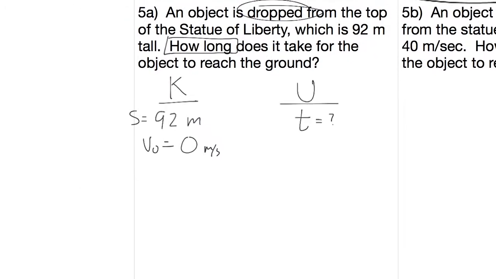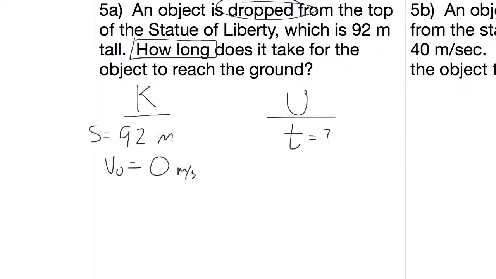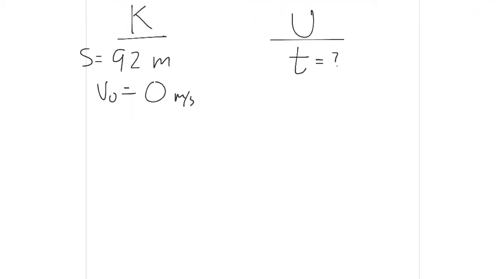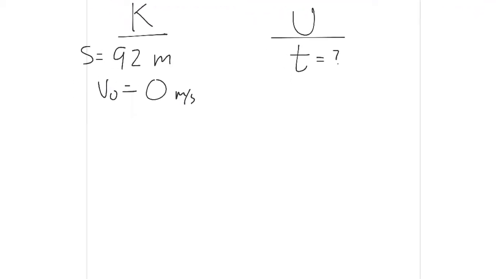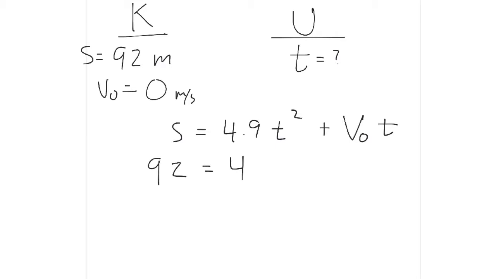What you really want to know is how long does it take for the object to reach the ground. So therefore, the t is, we don't know what the t is, we have to try and find that out. So the equation we're going to use, because of the 92 meters, is going to be S equals 4.9 t squared plus v0 times t. Substituting in the value for S is 92 meters, and the value for v0 is going to be 0.